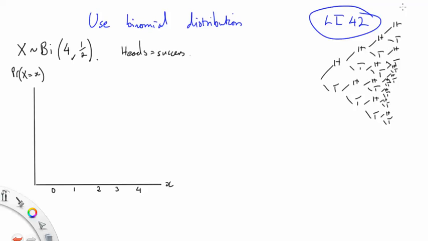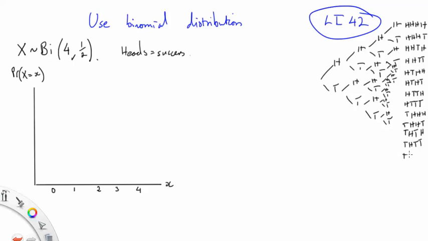Alright, so you're going to have all the combinations of heads and tails listed out, and counting them: 1, 2, 3, 4, 5, 6, 7, 8, 9, 10, 11, 12, 13, 14, 15, 16. Look at all that. Oh my.